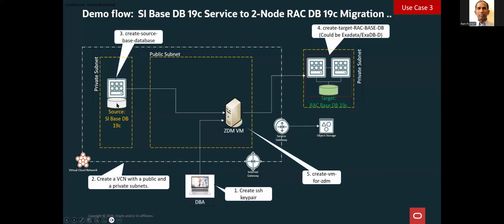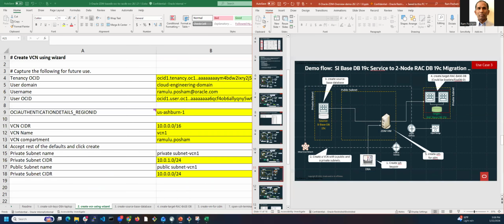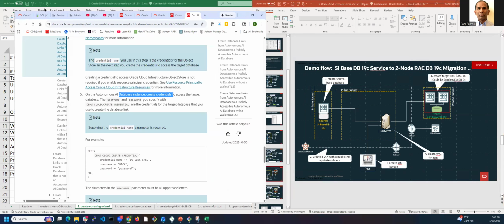All right. So the first step is, I already showed you how to create the 12CR2 database in a VM. The rest of the things, like how to create the key pair and VCN, we covered. Even the ZDM we covered. So these two, how to create the source database and how to create the target two-node RAC database, very quickly we can cover that. So let me just go there.